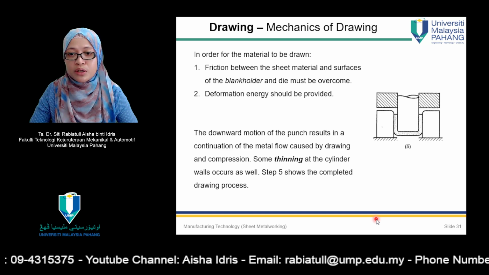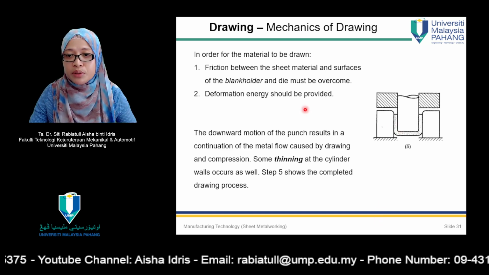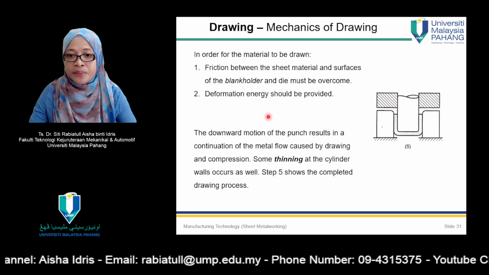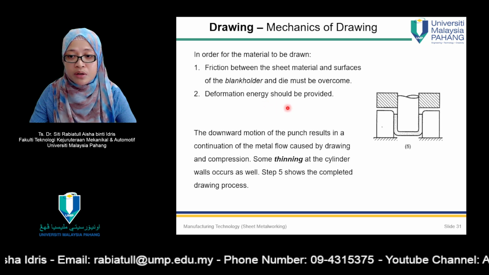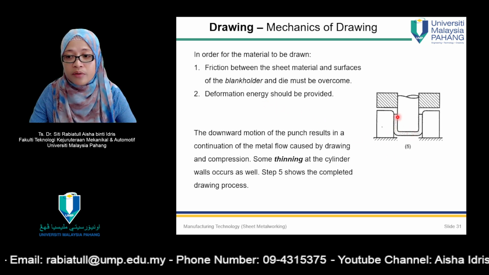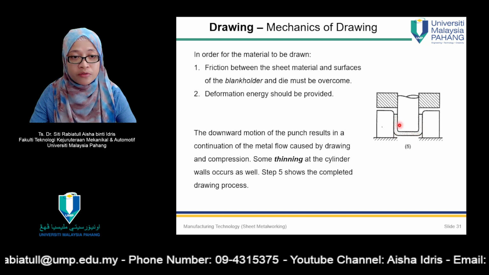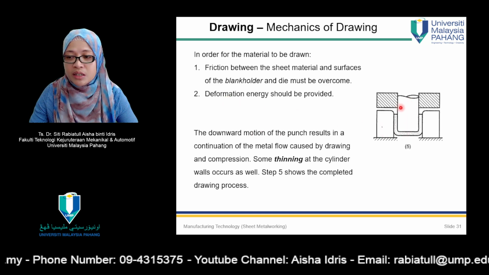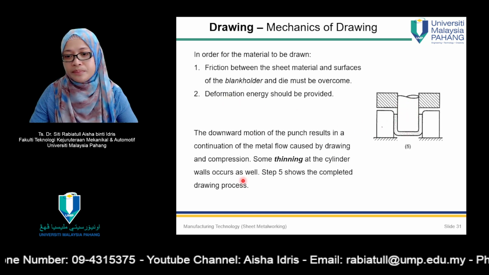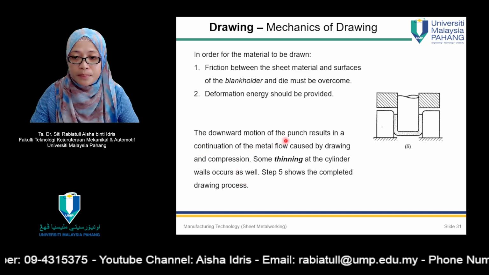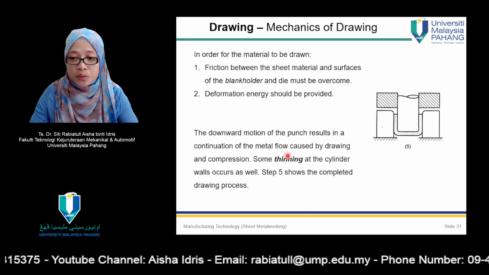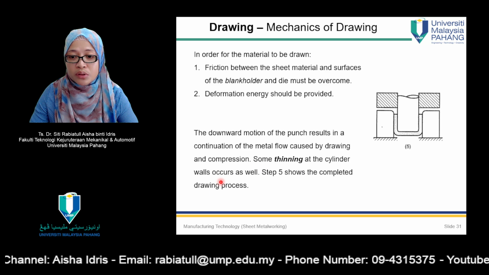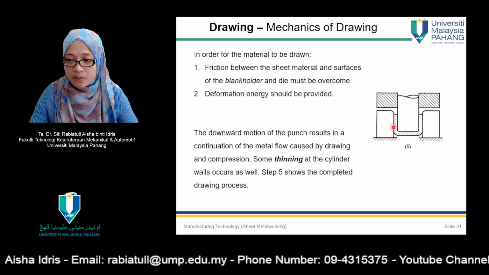So basically, in order for the material to be drawn, friction between the sheet metal and the surfaces of the blank holder and die must be overcome, which is over here. Number 2, deformation energy should be provided. Otherwise, it is very difficult for us to deform these types of stock or sheet metal. So deformation energy is provided to the punch. The downward motion of the punch results in continuation of metal flow caused by drawing and compression. Some thinning at the cylinder walls occurs as well. Okay, thinning at the wall, this point.